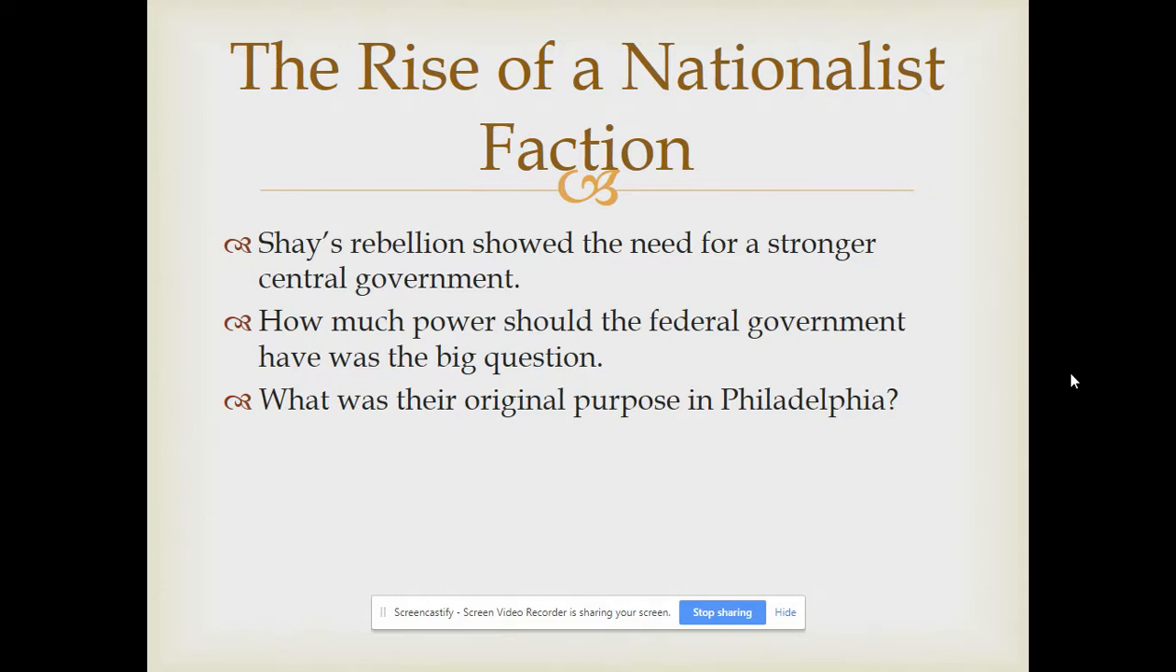And so we'll see how that will play out if you take U.S. history too as well. So the original purpose in Philadelphia is actually not to create a new governing document. It's to revise the Articles of Confederation. Once they start revising it, they realize this thing is terrible. Let's get rid of it and let's create something new.